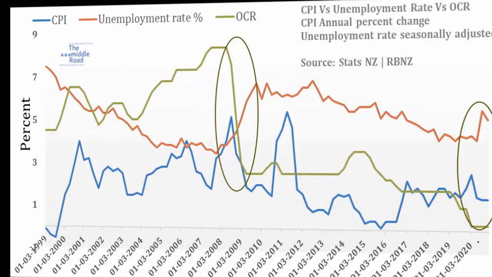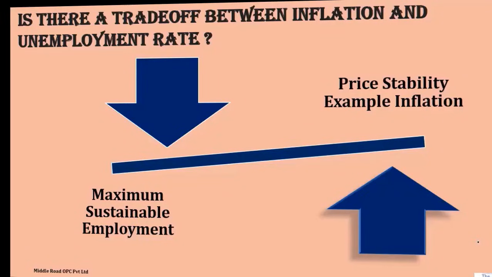In this particular graph, I wanted to show you the unemployment rate, the OCR, and how the CPI has changed. I know it comes across as too much data, but I just wanted to show the unemployment rate, because this is a dual mandate. This is one of the prime things in part 1 which I've covered, basically how the CPI and unemployment rate have moved over a period of time. That's why I kept talking about the unemployment rate and price stability: is there a trade-off between maximum sustainable employment and price stability, for example inflation?